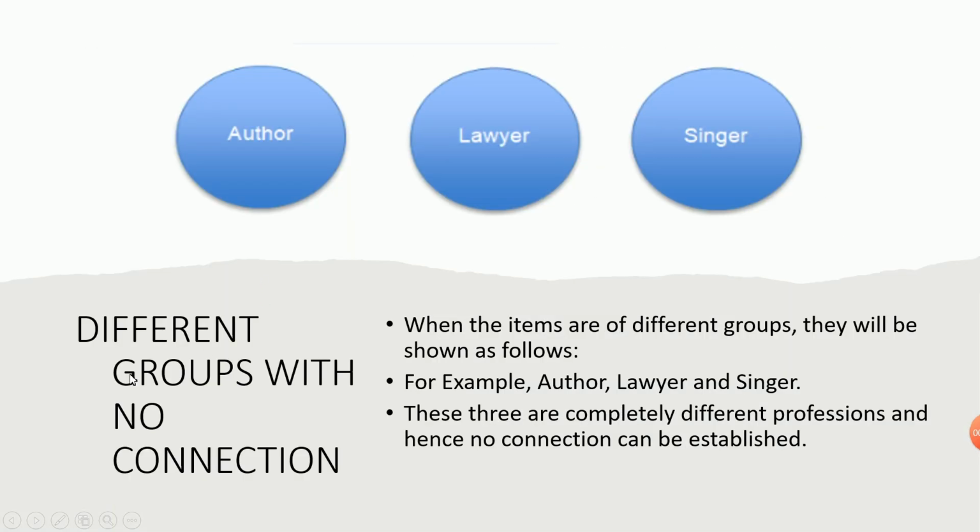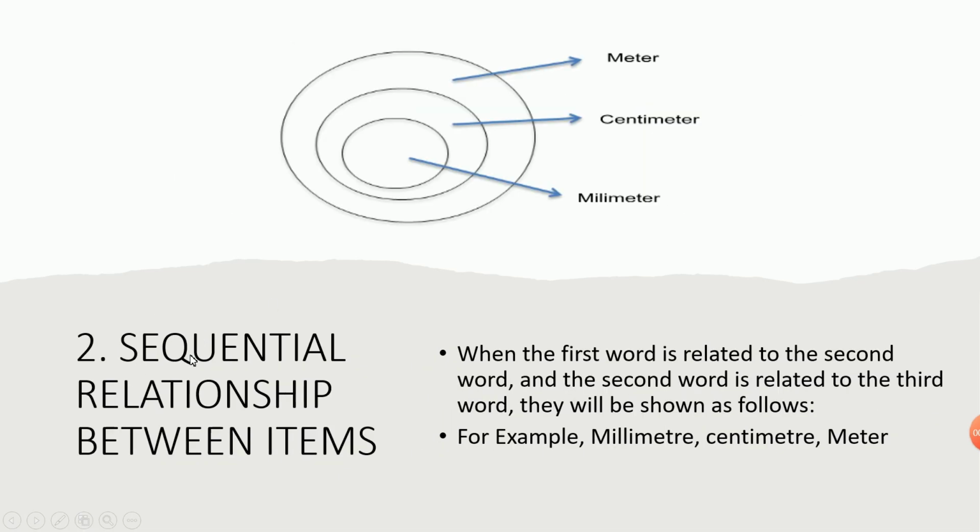First is different groups with no connection. See here, author, lawyer, singer. These three don't have any connection. These three all belong to different kinds of groups. That's why they are in separate circles. No interconnection is there between any of the circles. So no connection is established. This is the first type, different groups with no connection.